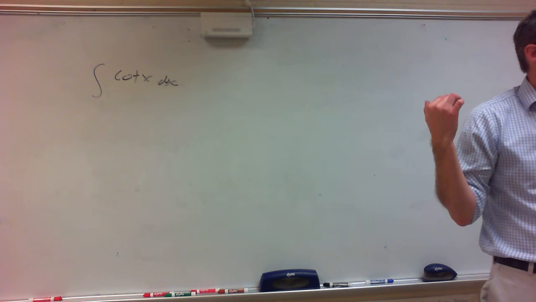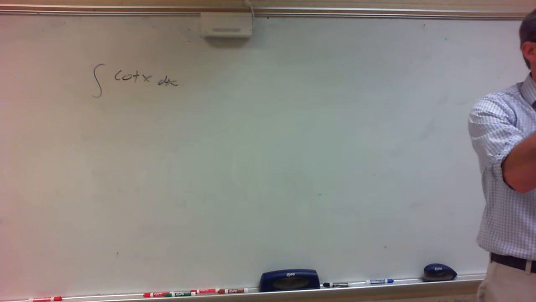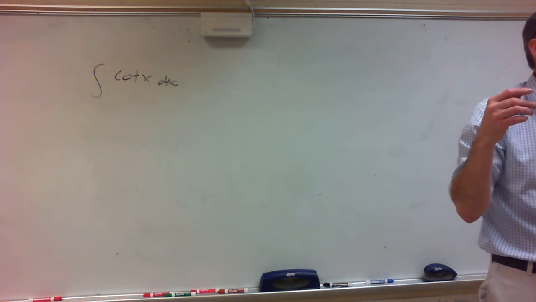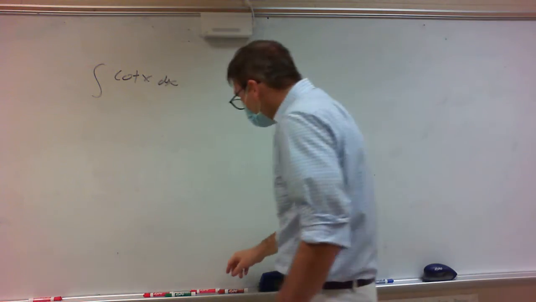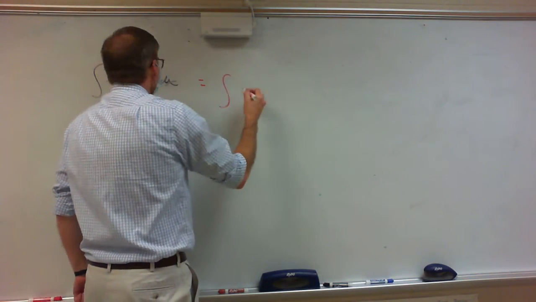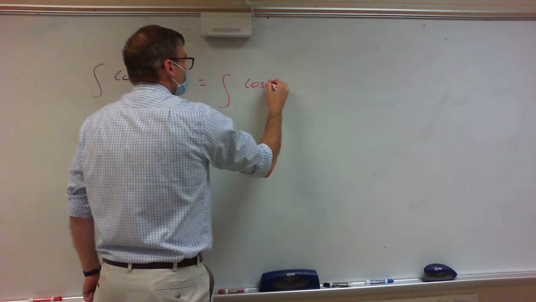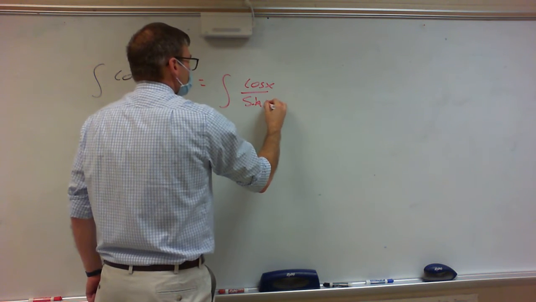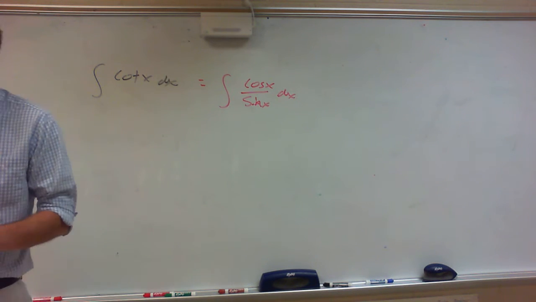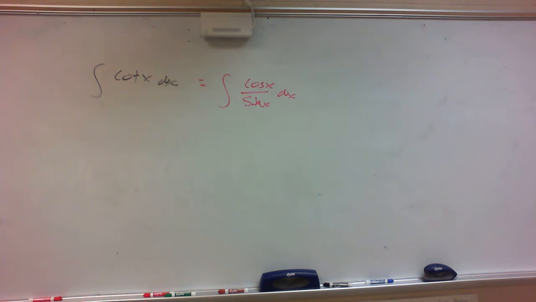What's cotangent? 1 over tangent. Tangent to the negative 1. In terms of sine and cosine? Cosine over sine. Oh, wait, it's a fraction, isn't it? And so this is the integral of cosine x over sine x. Is everybody okay with that? Oh, well, now it's a fraction, isn't it? And is the derivative of the bottom sitting on top?